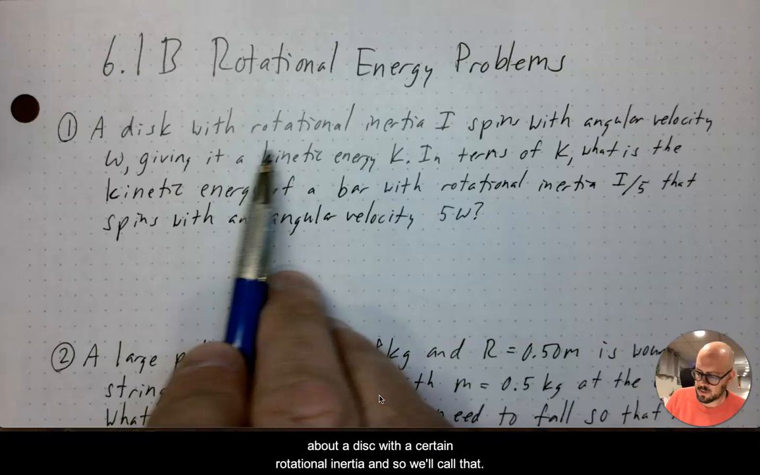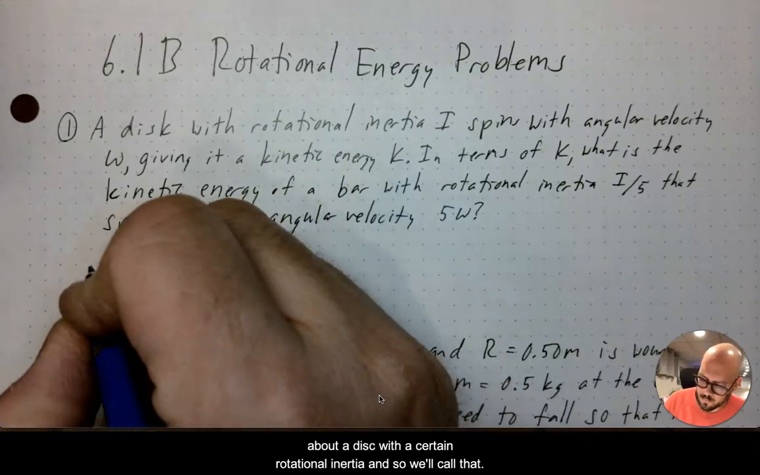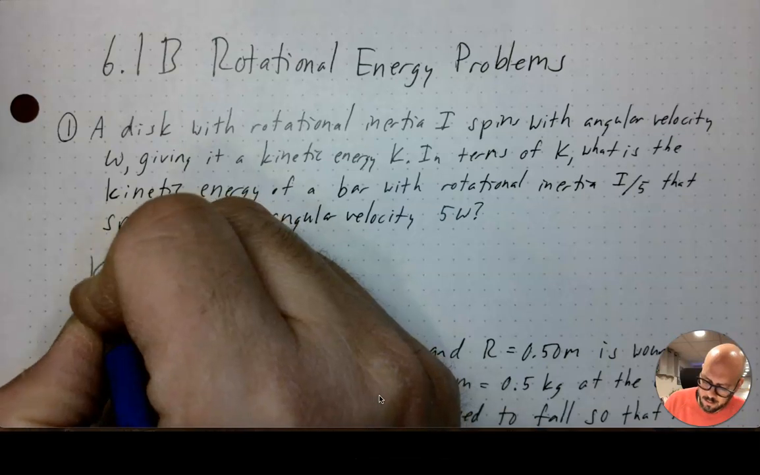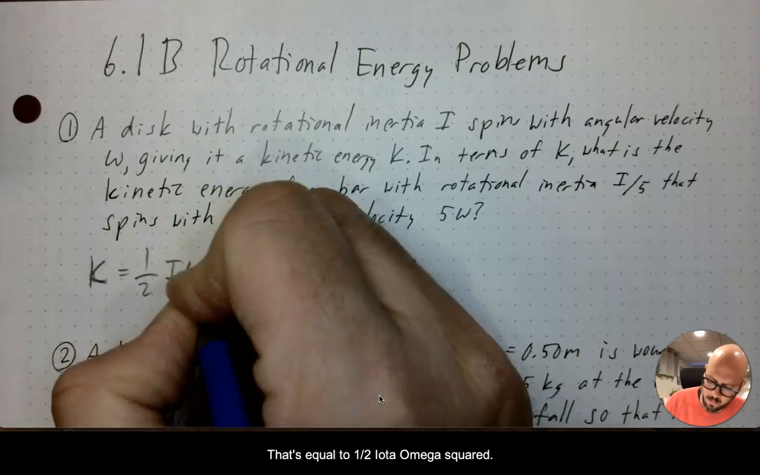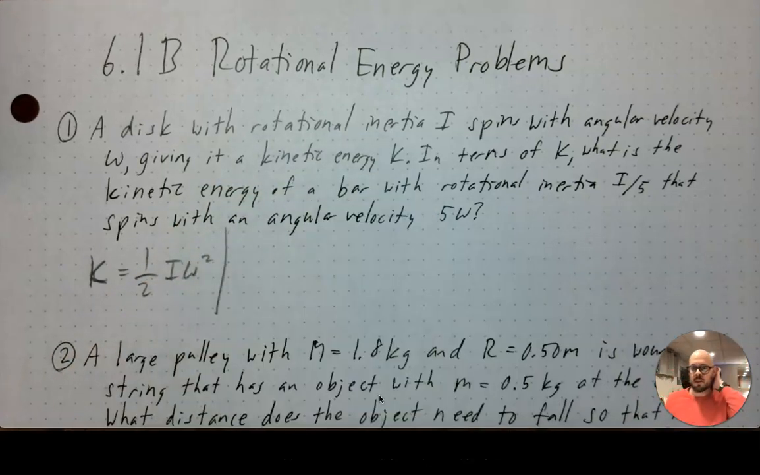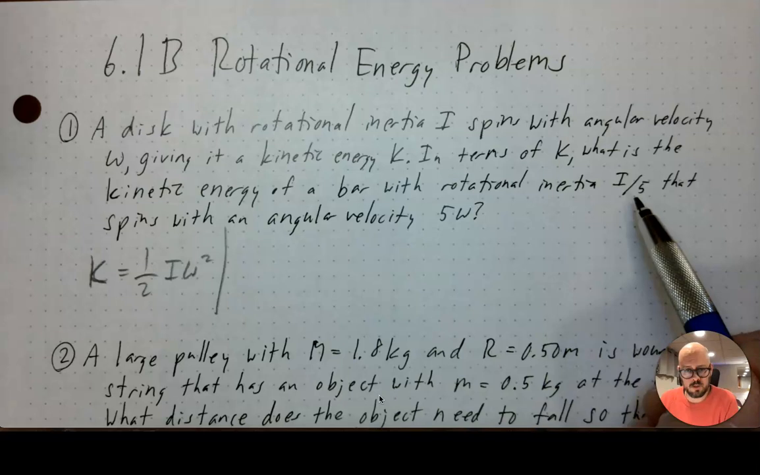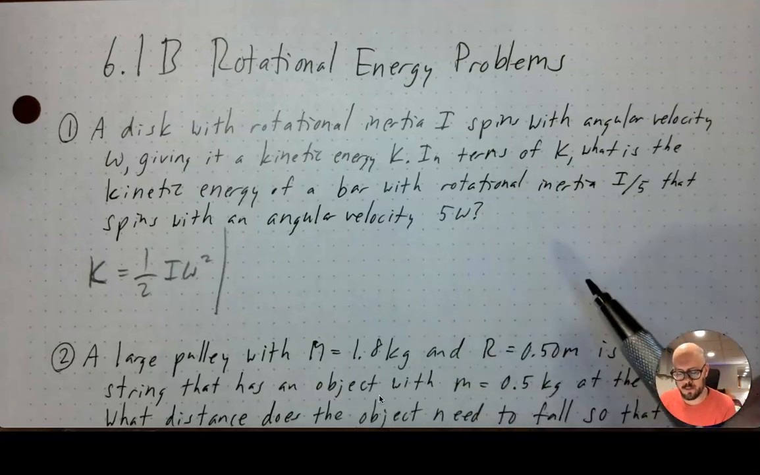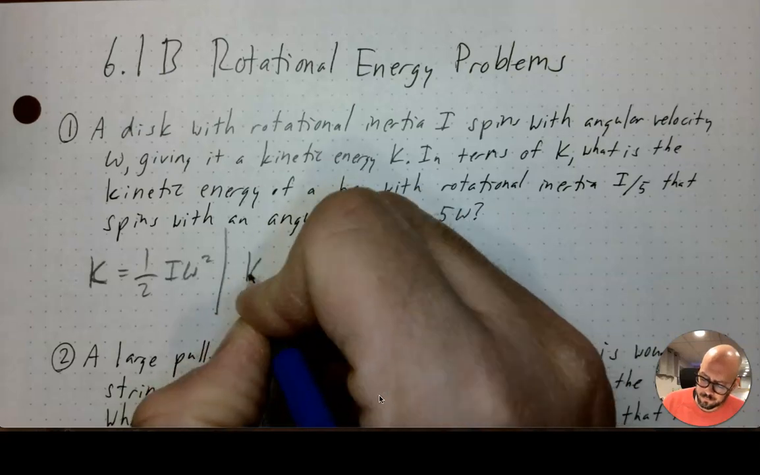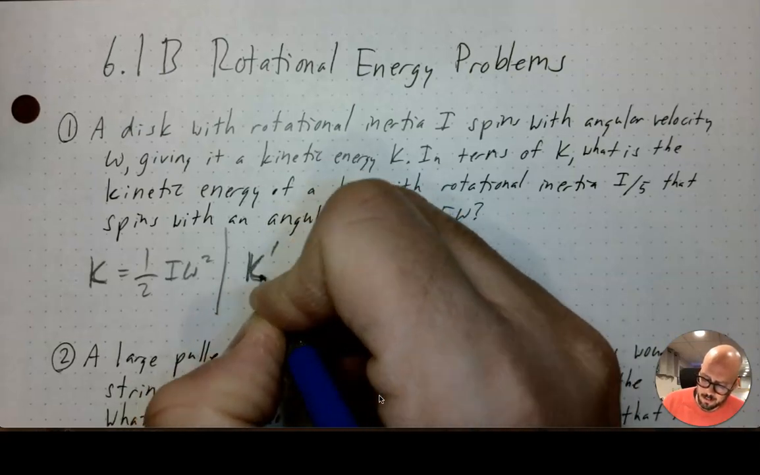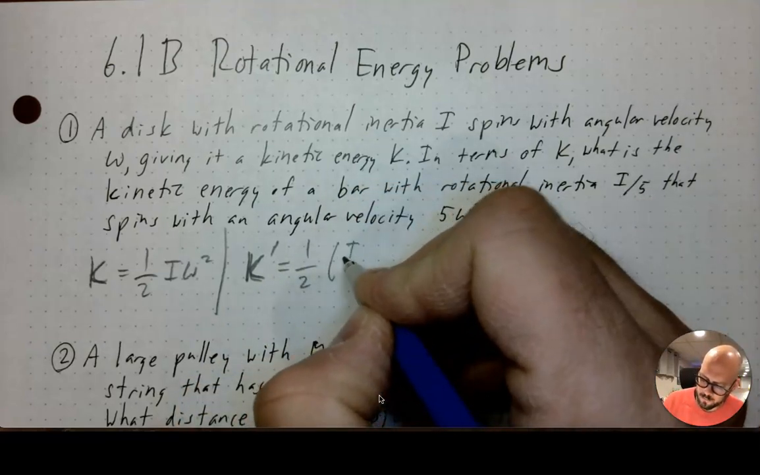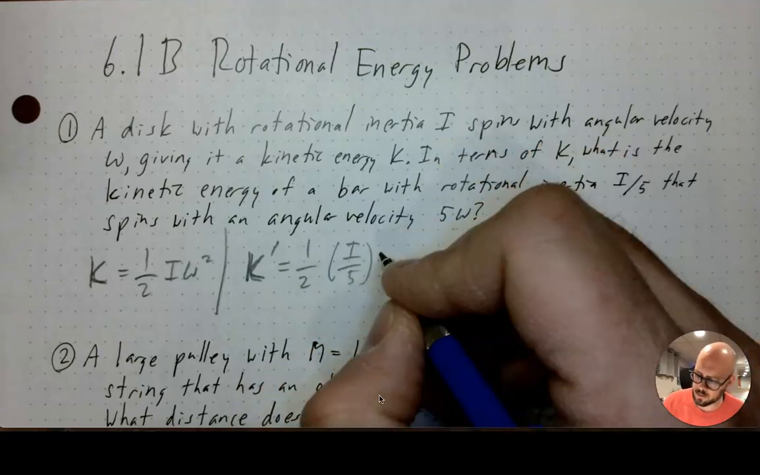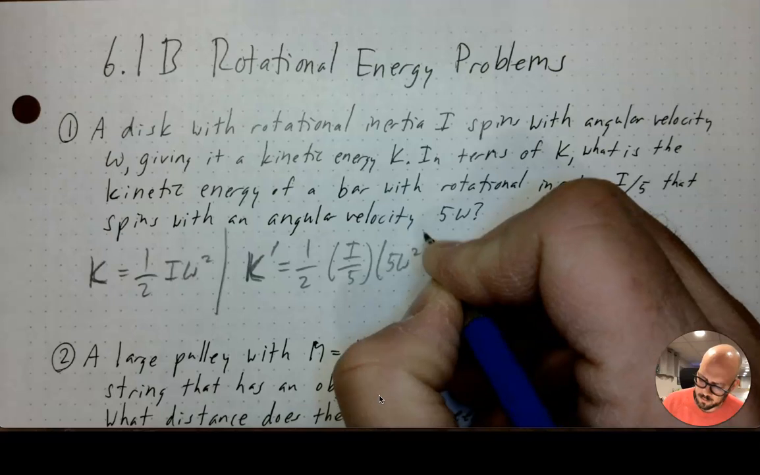In this first sentence, we talk about a disk with a certain rotational inertia, and so we'll call that first kinetic energy K. And that's equal to 1/2 iota omega squared. In the second situation, we have a bar. That bar has 1/5 the rotational inertia, but it has 5 times the angular velocity. So we'll call that K prime or something like that.